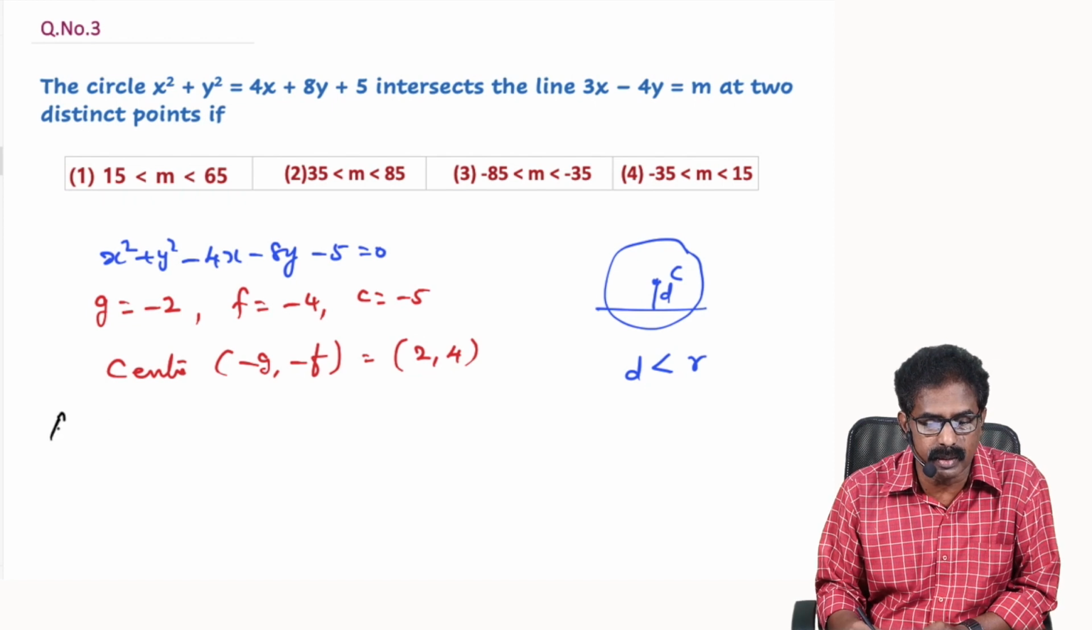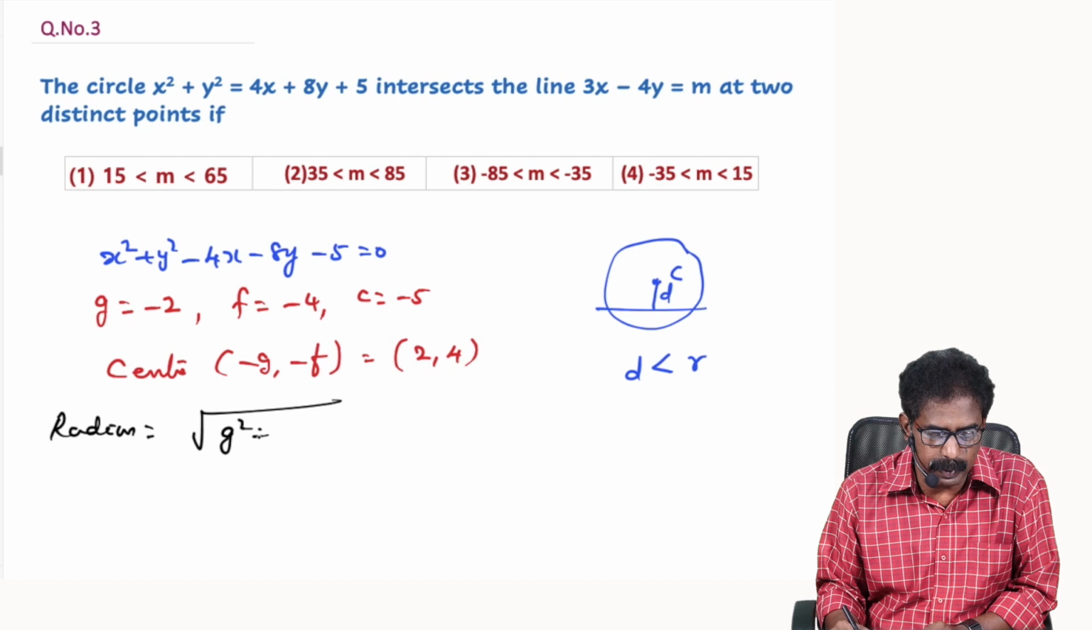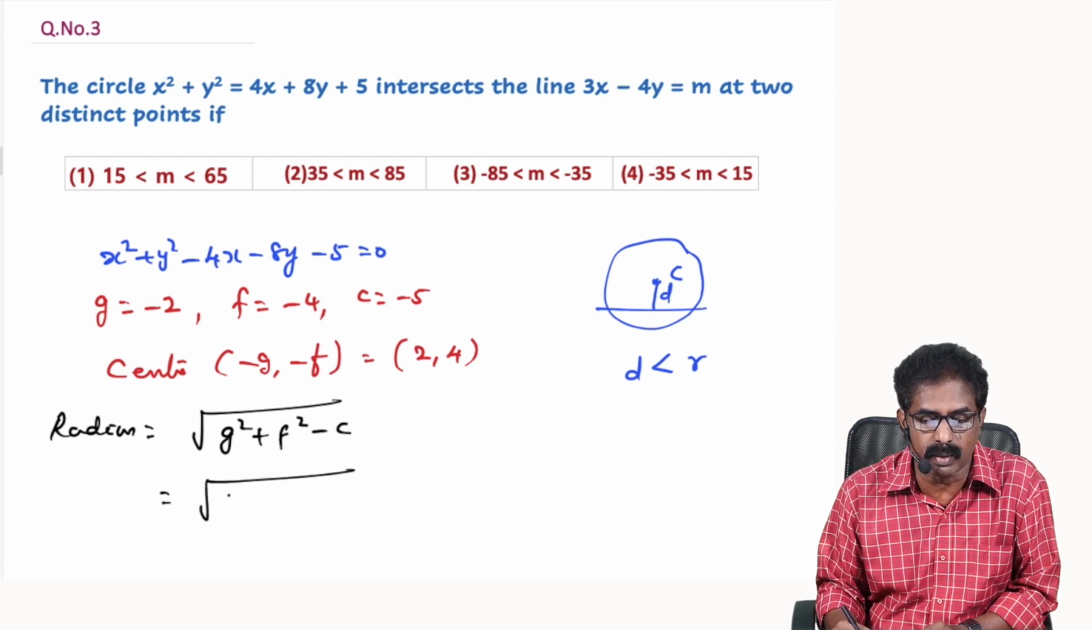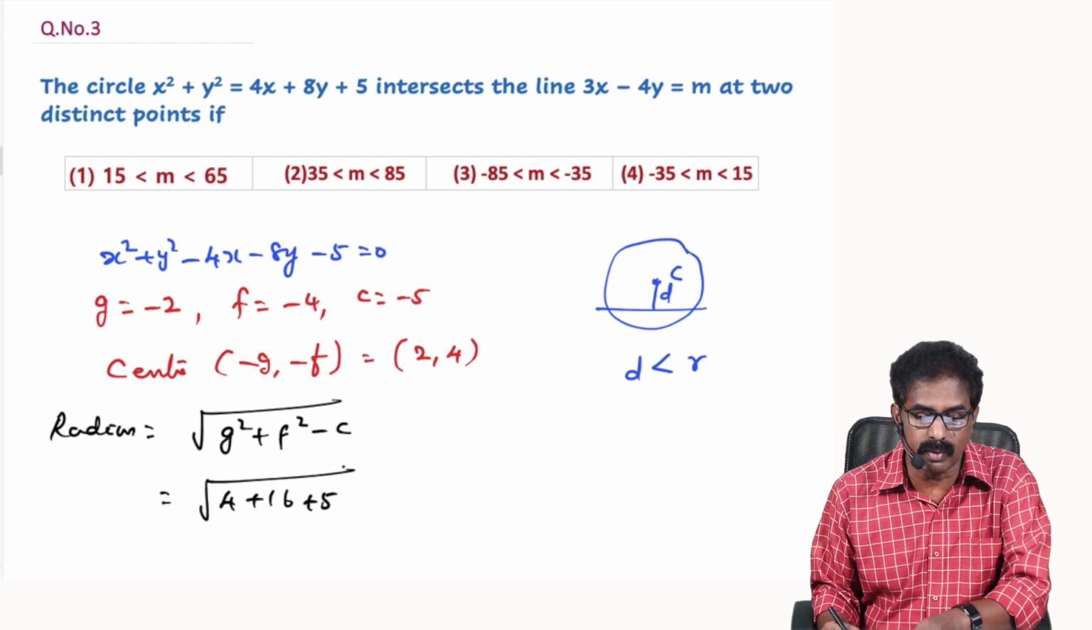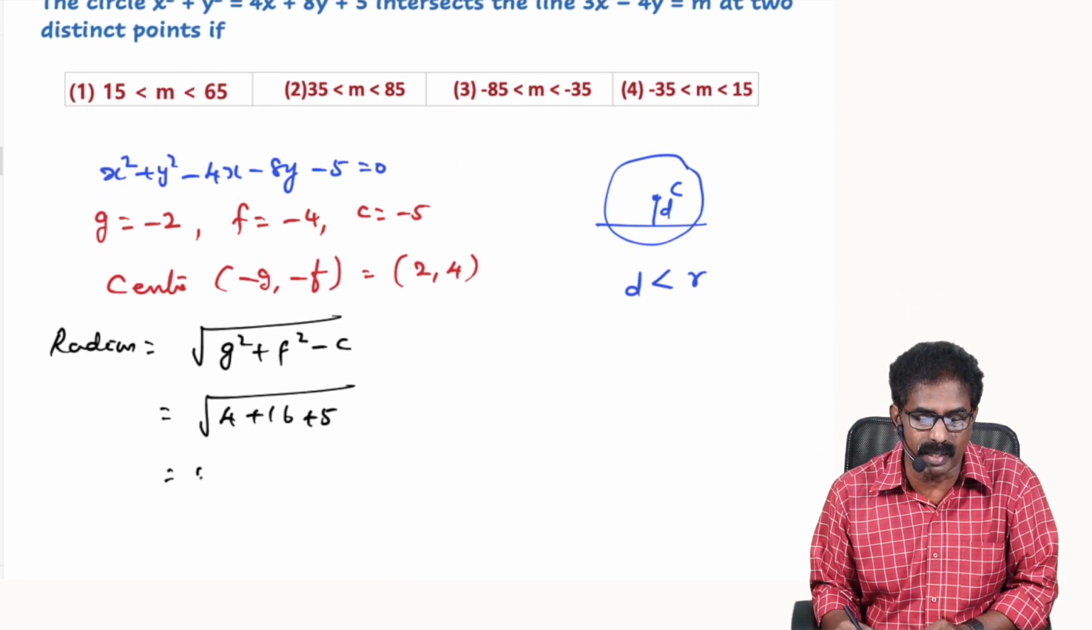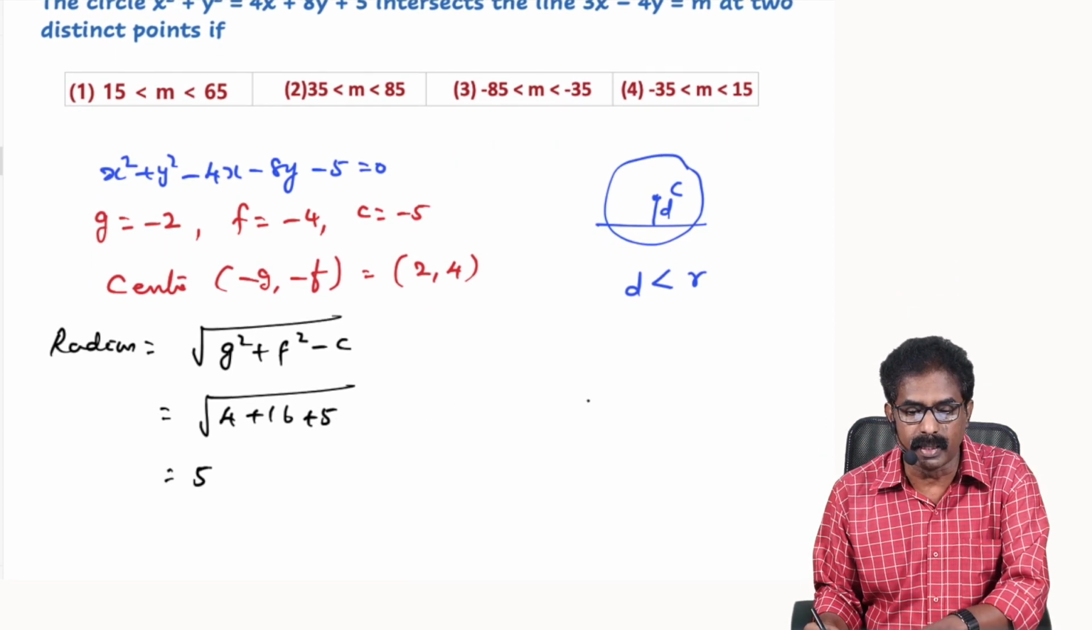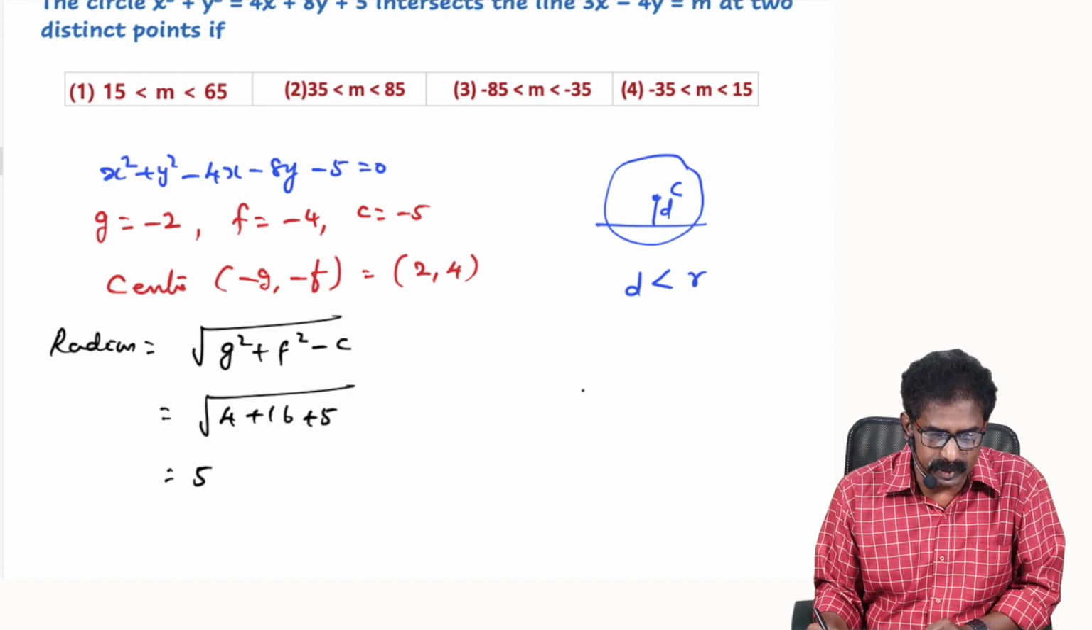The radius also you need, right? Radius equal to root of g square plus f square minus c. So that is root of g square 4, f square 16, minus c, minus 5, plus 5. So what are you getting? Root of 25, right? Root 25 is what? 5. Now we have to apply. C is the center. It is 2, 4.